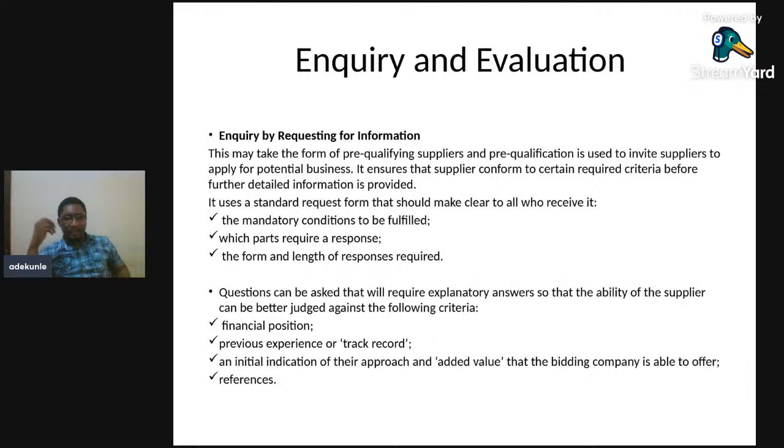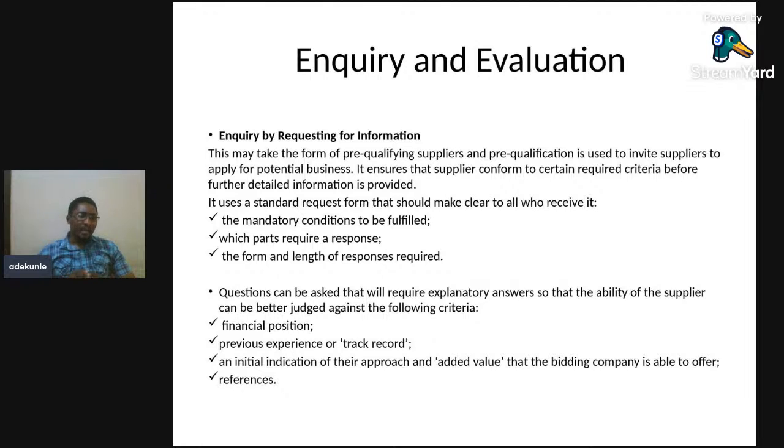This information may take the form of what we call pre-qualifying a supplier. Pre-qualification is used to invite the best suppliers to apply for a potential business, and it also ensures that the supplier conforms to certain required criteria before further detailed information is provided.